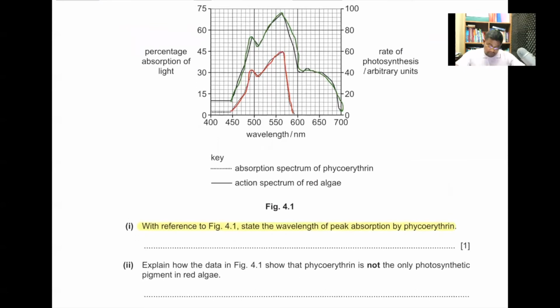With reference to figure 4.1, state the wavelength of peak absorption of phycoerythrin. So we can see for phycoerythrin, the peak occurs at this particular point. Okay, so we can see 550, 565, around 565 nanometer.